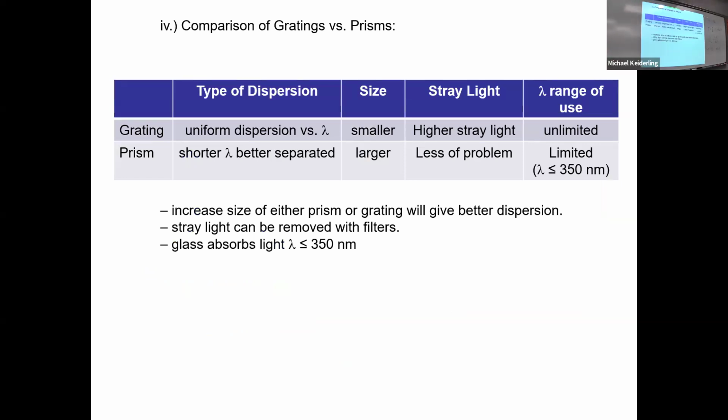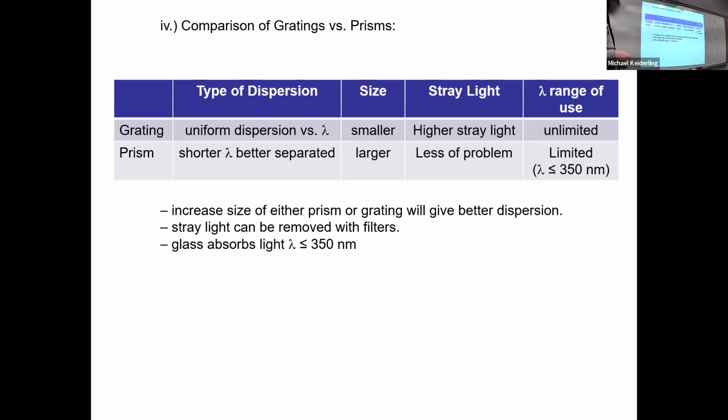So a grating has uniform dispersion versus wavelength. It's smaller. It has more stray light, but it has an unlimited range of wavelength use. A prism separates shorter wavelengths better. They're larger. Stray light is less of a problem. The wavelength range is limited by the material of the prism. An increase in size of either a prism or a grating gives you better dispersion.